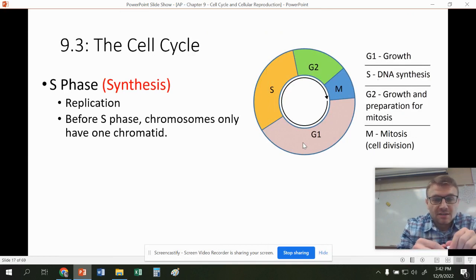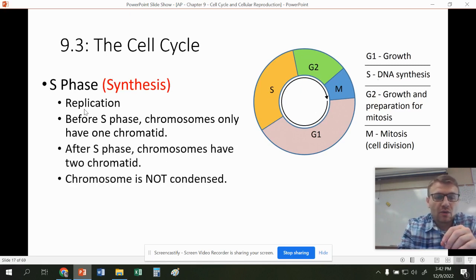During S phase, this is the synthesis phase. So think about synthesizing something, we're making something. This is when replication occurs. Replication is the copying of DNA, and we are going to see the DNA be copied. Again, we're going to get an exact copy of it. This is because the chromosomes need to split during mitosis and have the same exact genetic information.